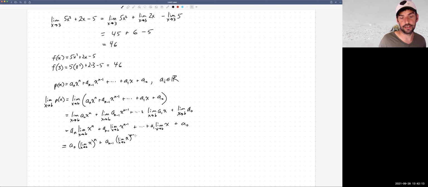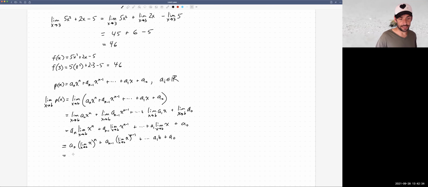I should have said here, n is going to be a positive integer. It's a polynomial, so we can assume that, but I should have stated it clearly. This one, we know how to take this limit. We've got our a1 sitting here. The limit as x goes to b of x is just b. So I get a1 b plus a naught.